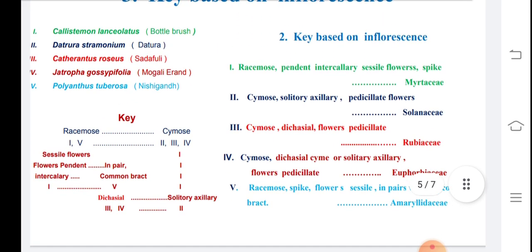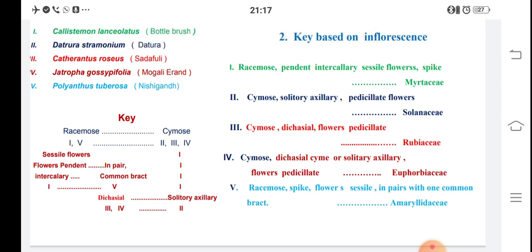Racemose inflorescence, pendulous, intercalary, sessile flowers, and spike. It is the character of family Myrtaceae. Callistemon is from Myrtaceae. I have deliberately given the family name, but you see here the example, bottle brush. The second material, the Datura, showing cymose, solitary, that is a single flower at the axillary position. Then pedicellate flowers. Then third, Catharanthus roseus, Sadafuli: cymose, dichasial cyme, and pedicellate.